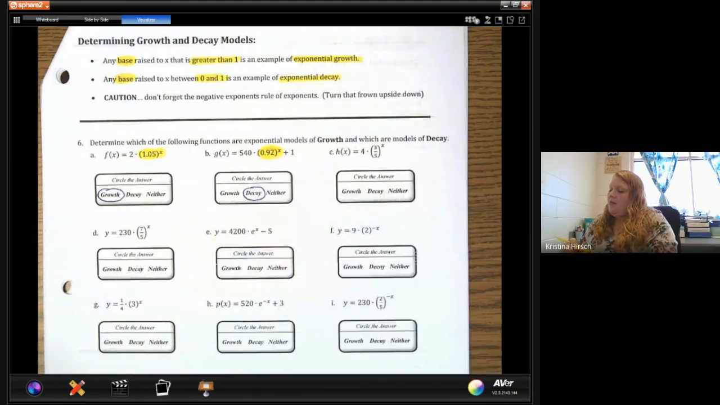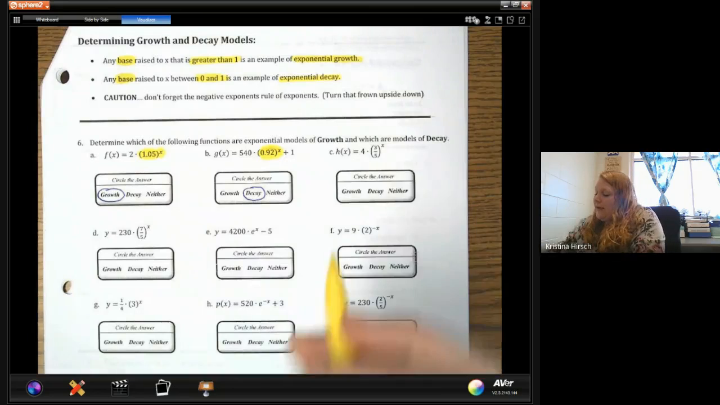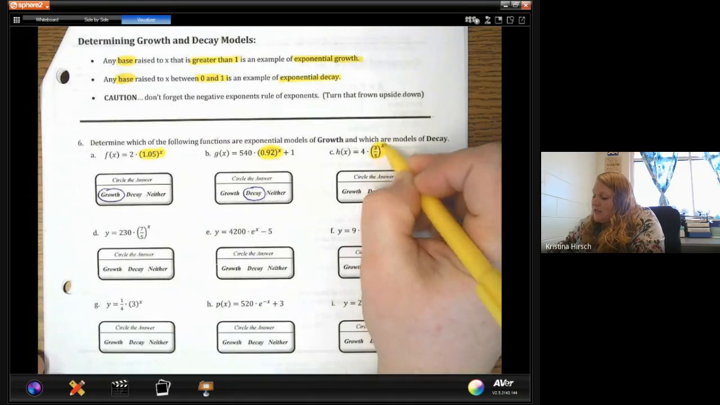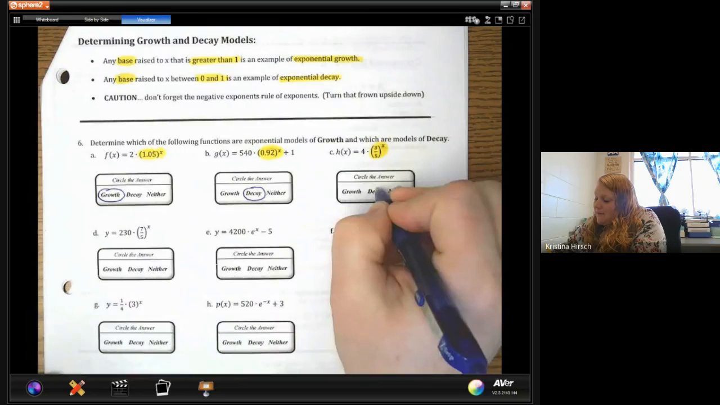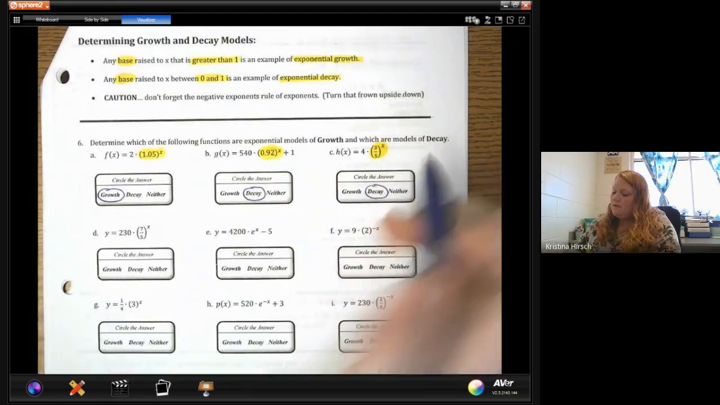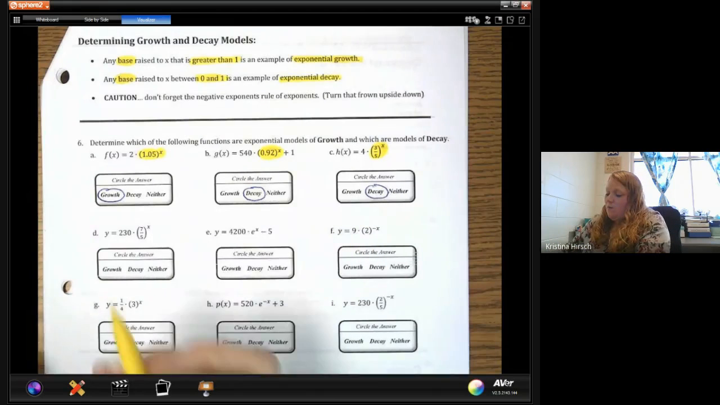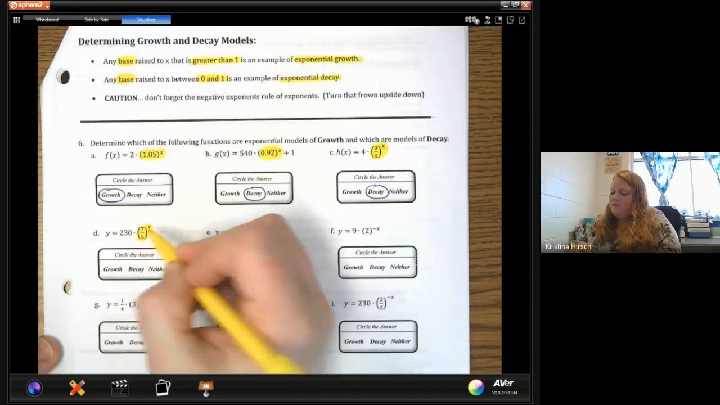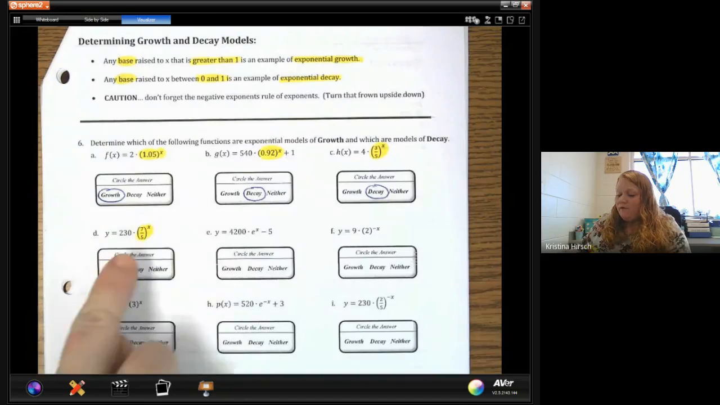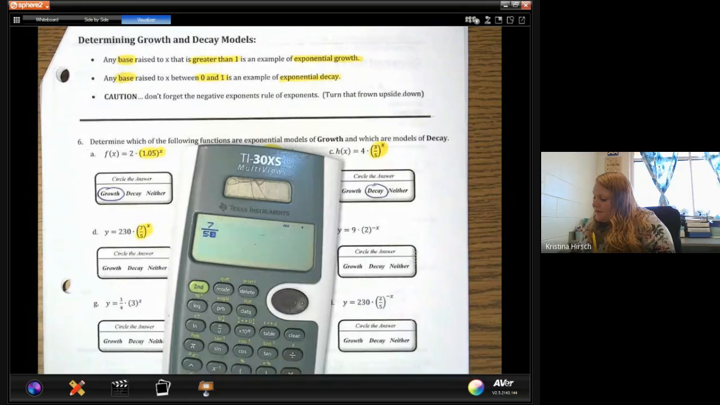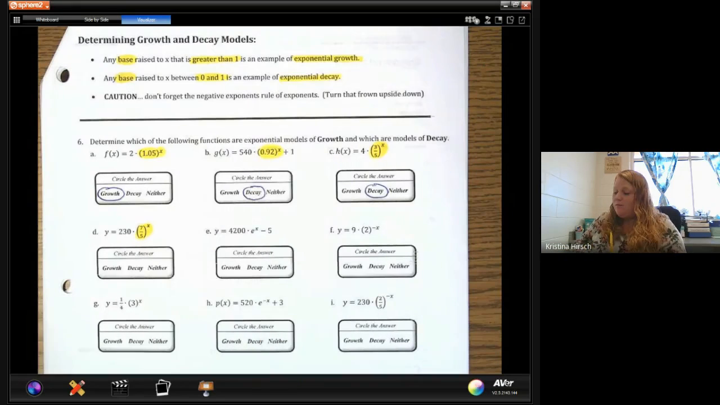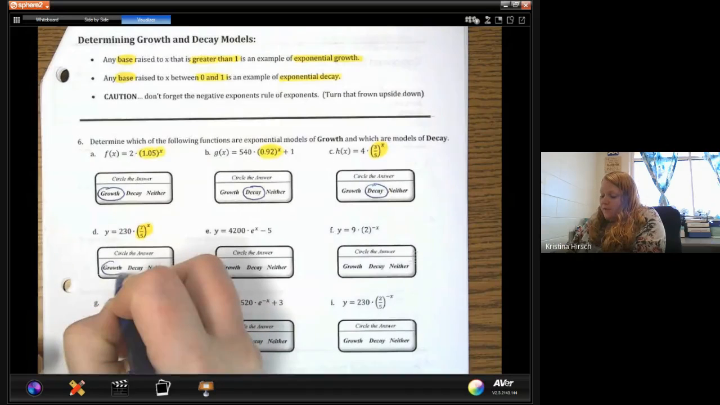All right. The third one, we look at the 3/5 to the x. Well, 3/5 as a decimal is 0.6. Well, 0.6 is less than 1, so that is an example of decay. The next one, we have the 7/5 with an exponent of x. Well, 7/5, think about what that is as a decimal. All right, 7/5 as a decimal is 1.4. Well, that's greater than 1, so that would be an example of growth.